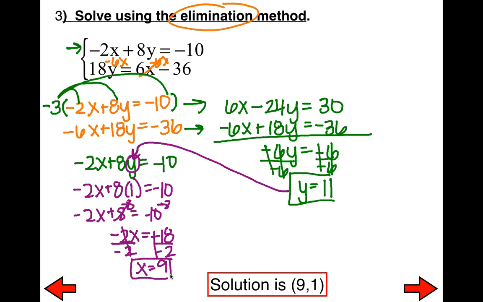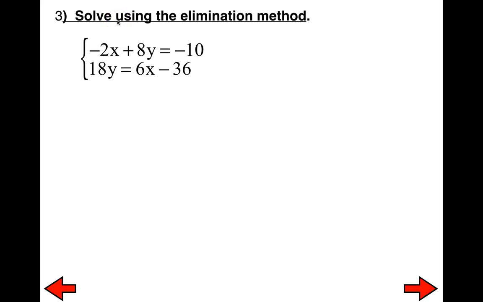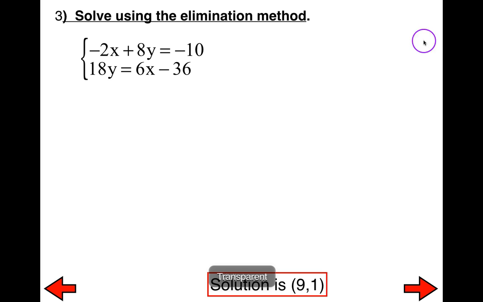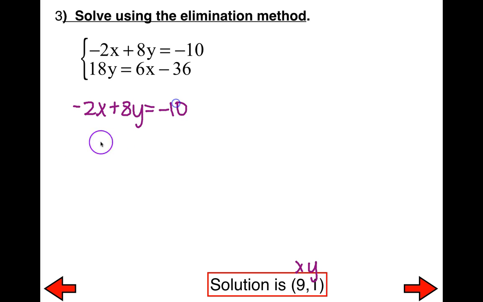So here I'm going to say that I think the solution is 9, 1. And the reason why I say I think is because, of course, I still need to check my work. So let's go ahead and quickly check the work. The x's are 9s and the y's are 1s. Writing down the equation first, negative 2x plus 8y equals negative 10, where the x's are 9s and the y's are 1s. Now we're going to simplify.